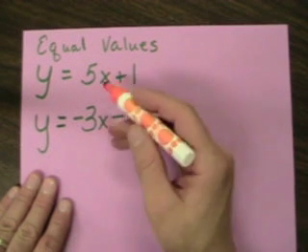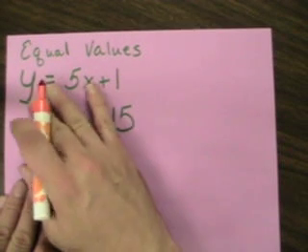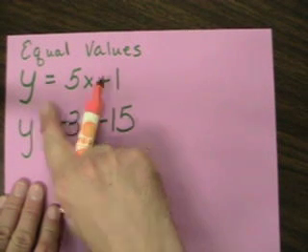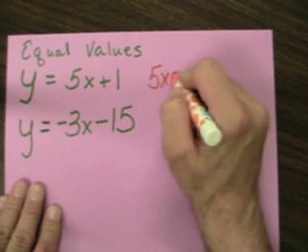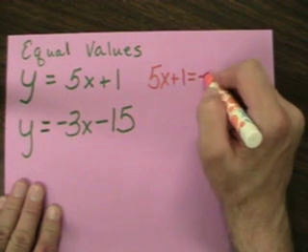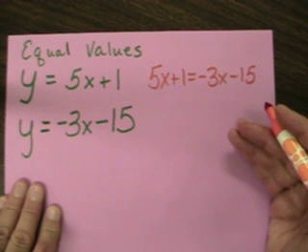Okay, now here's what we're going to do. We already showed you what we're going to do with this. We're going to say since these both equal y, we're going to set these equal to each other. So I'm going to say 5x plus 1 equals negative 3x minus 15. Now I'm just going to solve it as a regular equation.